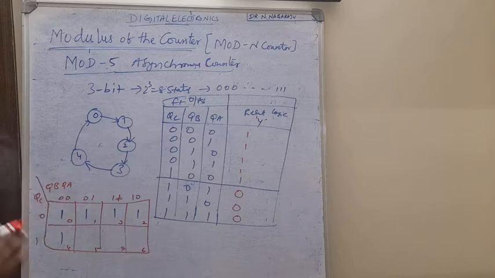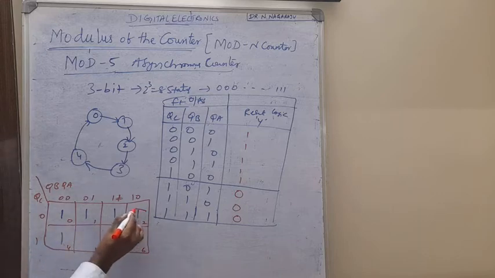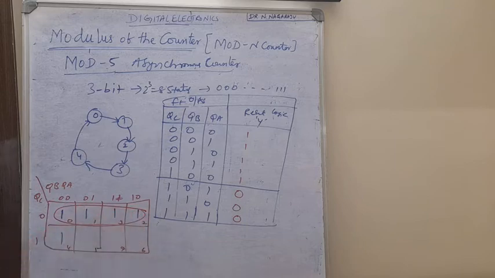Now we just form the group. So we check for the quad concept, right? Is any octet there? No, no octet is there. Only quad is there. So just make a group. So this is one group and this is one group, right? So this is group number 1 and this is group number 2.